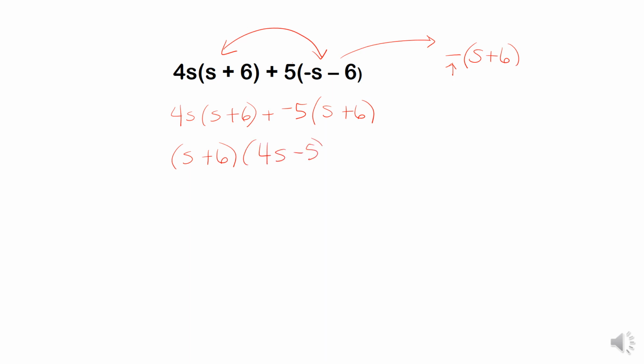minus 5. So I gave this one to you in this form so that you would see exactly how it might look. The original equation was 4s squared plus 24s plus negative 5s minus 30. Okay? So you might not have noticed this negative needed to come out, and so that's why it's helpful to do it this way, to show it to you when it looks like this.